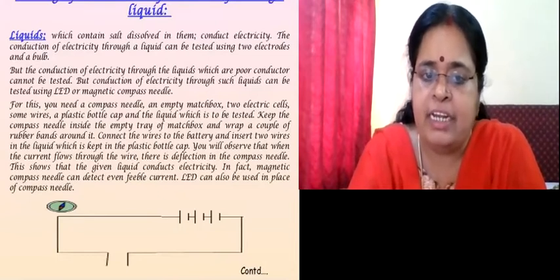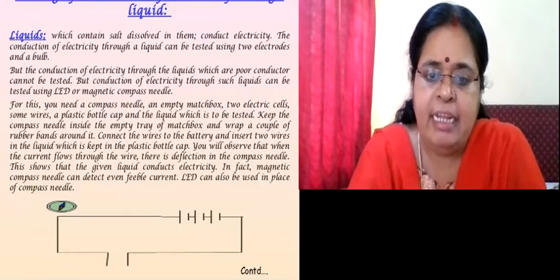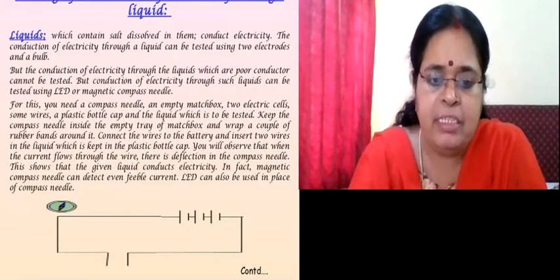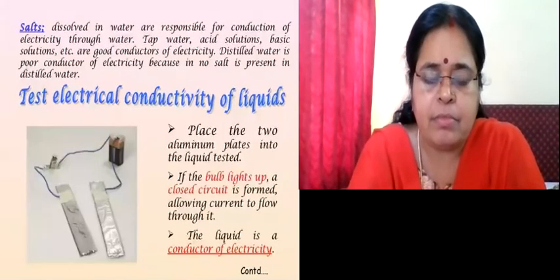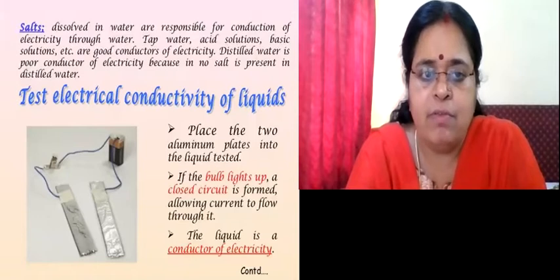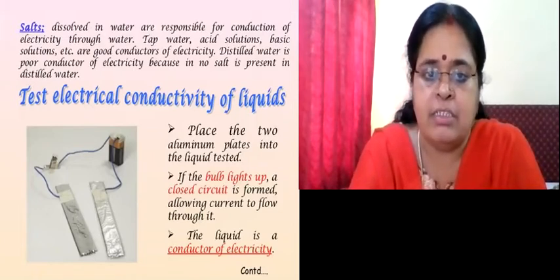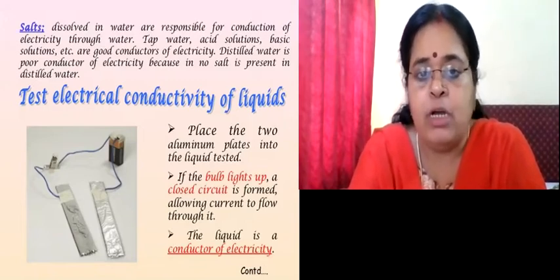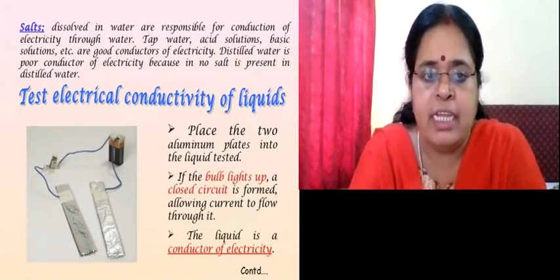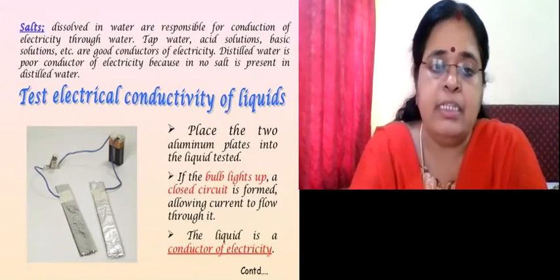A magnetic compass needle can deflect even when a weak current is passed. LED bulbs can also be used in place of the compass needle. The salts dissolved in the water are responsible for the conduction of electricity through water. Tap water, acid solutions, basic solutions, etc. are good conductors of electricity. Distilled water, as I showed you in the video clip, is a poor conductor of electricity because there are no salts present in the distilled water.